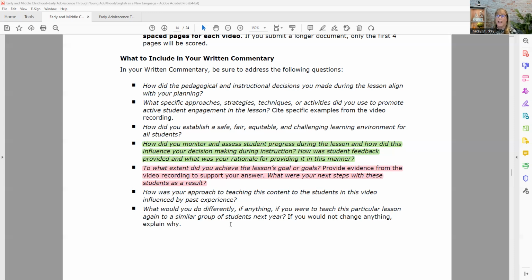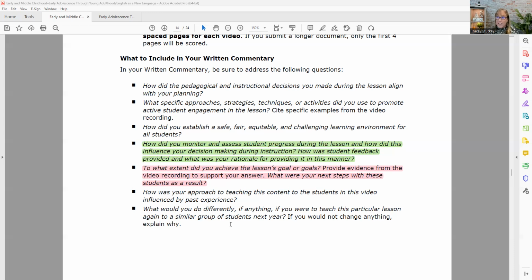The whys and the hows are analytical in the writing process for the national board. So how was student feedback provided, and what was your rationale for providing it in this manner? Some teachers put sticky notes on students' desks. Some teachers give students just formal feedback that they can see. Some teachers give an exit ticket when the video is over, and then they give feedback on that. Some teachers do a whole other lesson to help review because there were so many students that needed it. So you have to know, how did you give student feedback?